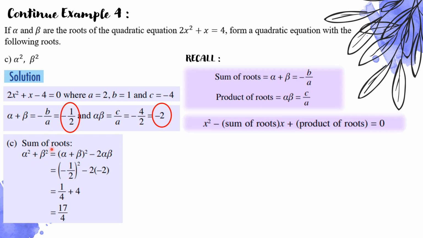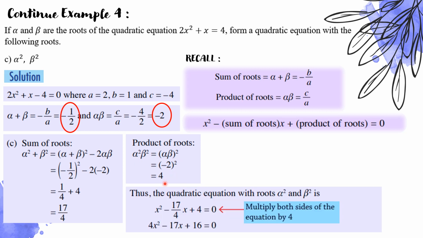Alpha squared plus beta squared is actually (alpha plus beta) squared minus 2 alpha beta, which is equal to alpha plus beta is -1/2, squared, minus 2 alpha beta is -2. Okay, you get 17/4. And then you find the product of roots, the product of roots of alpha squared beta squared. Alpha squared beta squared is actually alpha squared times beta squared, which is (alpha beta) squared. Then (-2) squared is 4. Okay, so the quadratic equation is x squared minus 17/4 x plus 4 is equal to 0.